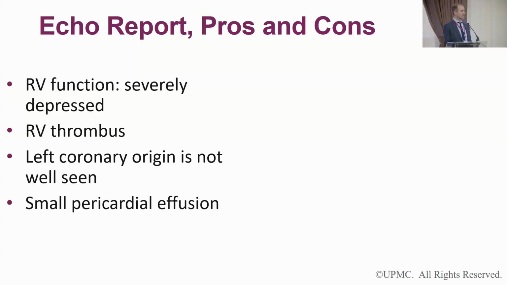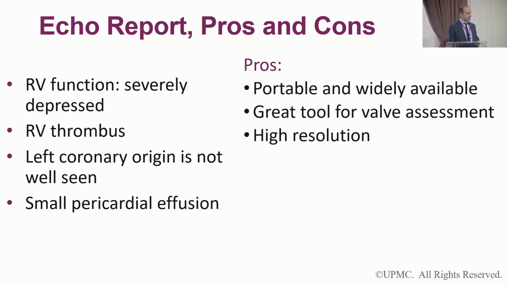So the echo report is that his RV function was severely depressed. There is an RV thrombus, the left coronary origin is not well seen, and there is a small pericardial effusion. Let's talk very briefly about the pros and cons of echo.